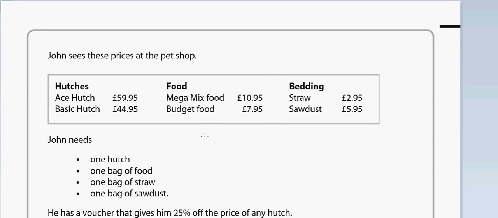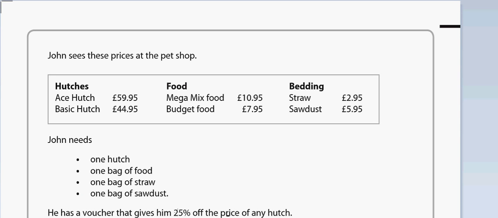Okay, so we get to part B of the question. So John sees the prices at the pet shop. So we've got all the prices here of the hutches, the food and the bedding. And we see that John needs 1 hutch, 1 bag of food, 1 bag of straw, 1 bag of sawdust. Now he has a voucher that gives him 25% off the price of any hutch.